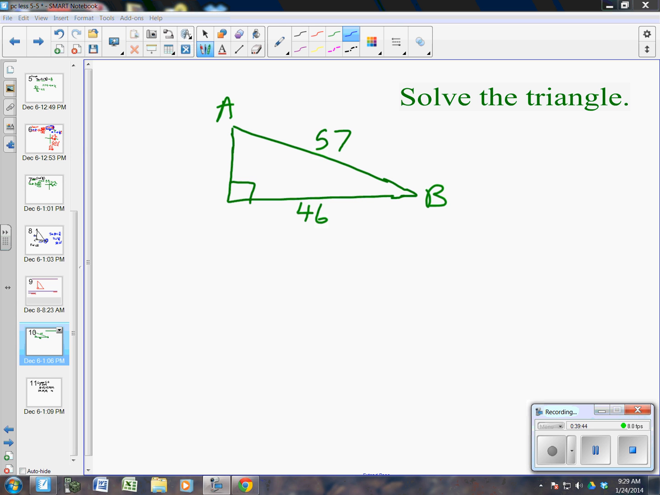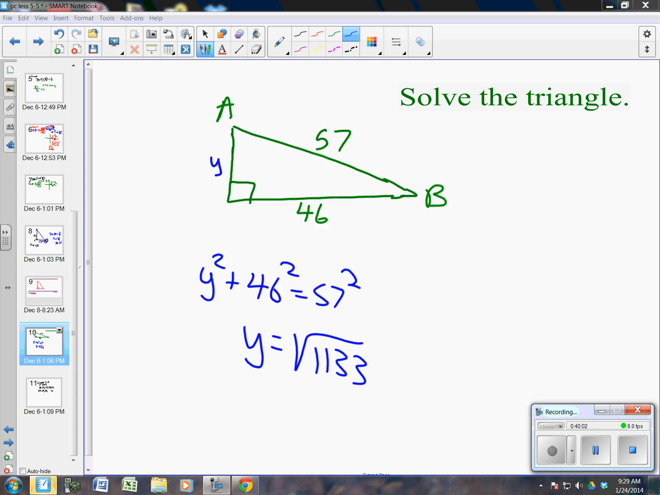Hey, let me just show you guys. If we use the Pythagorean theorem, let's call this y. So y squared plus 46 squared equals 57 squared is how we're going to set that up. I ended up getting y equals the square root of 1133. Is that what you guys got? Yeah. I checked to see if that would simplify, and the only two numbers that go into it are two prime numbers, 11 and 103, so it doesn't simplify. So you can leave it as the square root of 1133, or some of you put it as a decimal, 36.194. Okay? Either way, in this case, will work. I want you to check the answers in the back of the book when you do it.